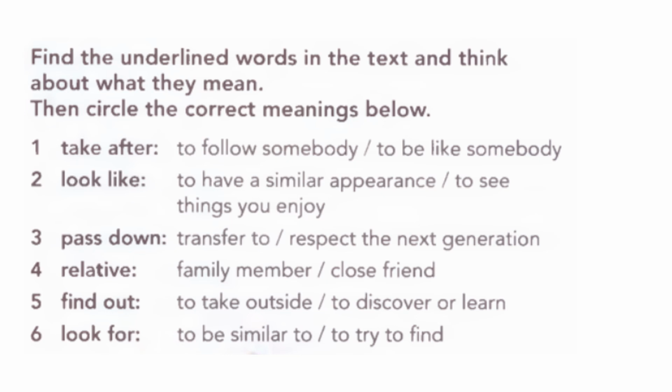For the next exercise, find the underlined words in the text and think about what they mean. Once again, you can refer to your textbook or pause this video and go back to the previous article. Then, circle the correct meaning below.